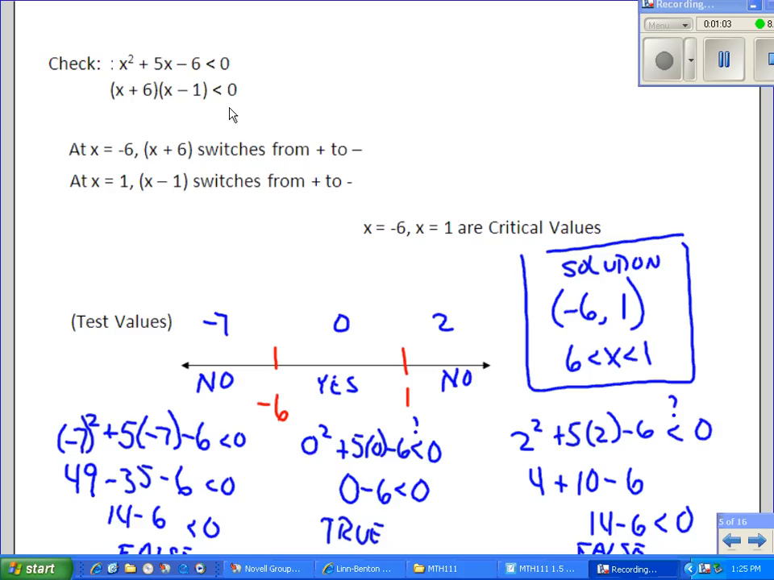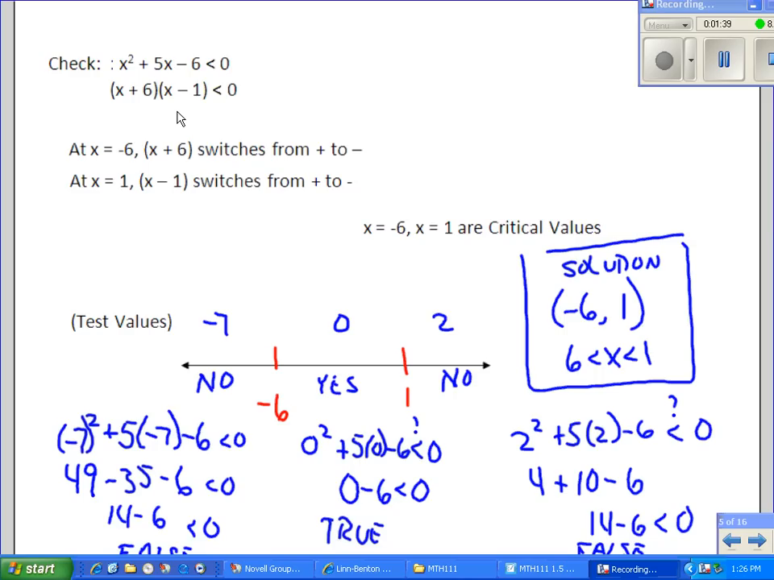At negative 6, this factor, the x plus 6, switches from being a positive value to a negative value. And at x equal 1, the other factor, x subtract 1, is switching from positive to negative. And then those two factors are multiplied together. So if both of these are positive, a positive times a positive would be positive, and that would not satisfy the inequality. But if one of these is positive and one of these is negative, then this product would be less than 0. That's kind of how the sign diagram approach works.